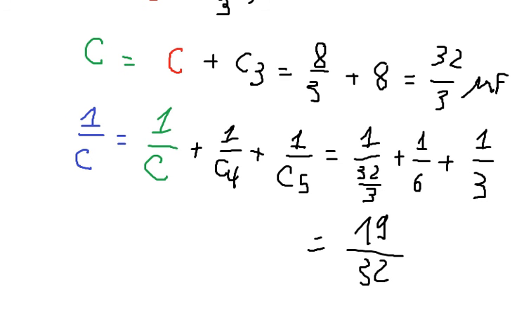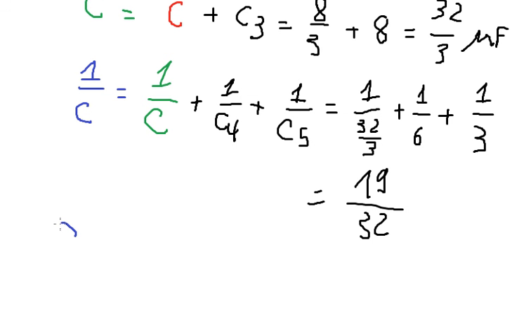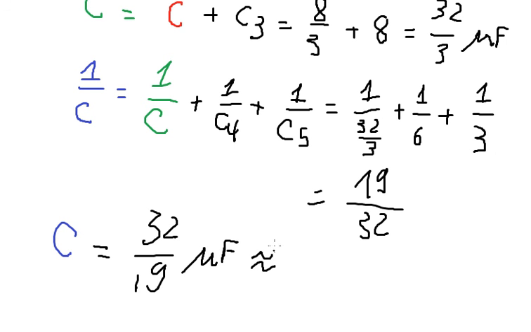So the total we need to find in here should be 32 over 19 microfarad. And this is approximately 1.6842 microfarad. This is the end.